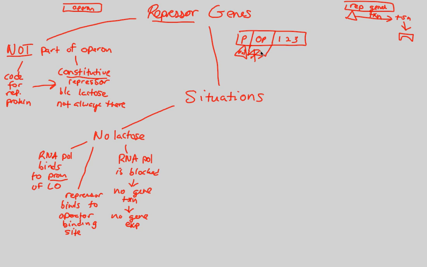Why is this thing here? Why is it bothering polymerase? Because there's no lactose in our environment. What if there is lactose? So let's say there is lactose in the environment.